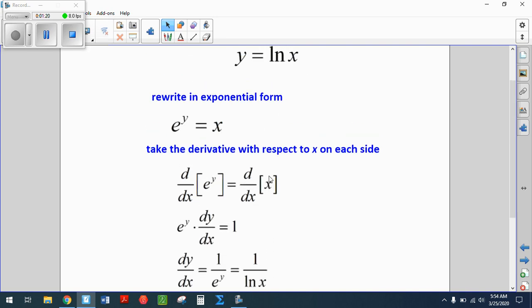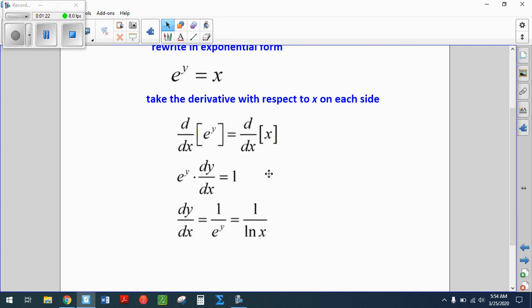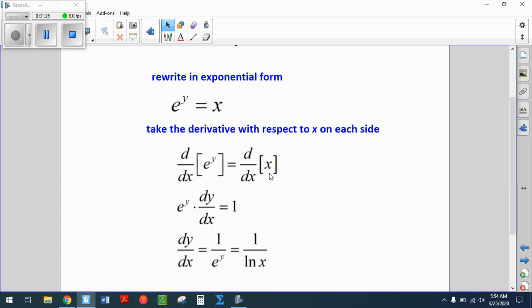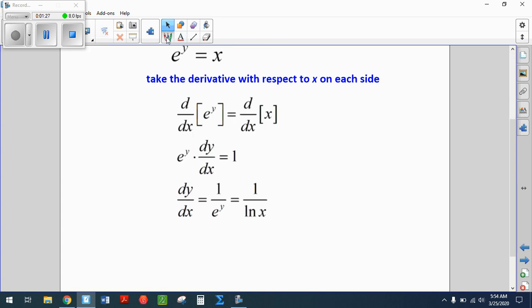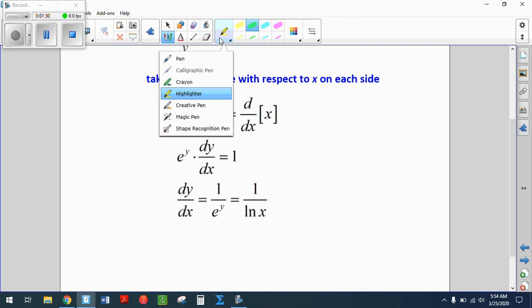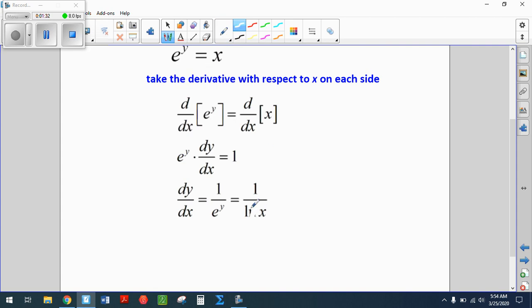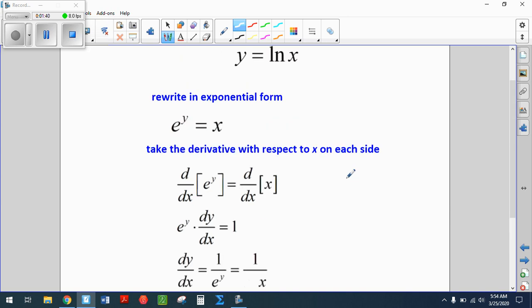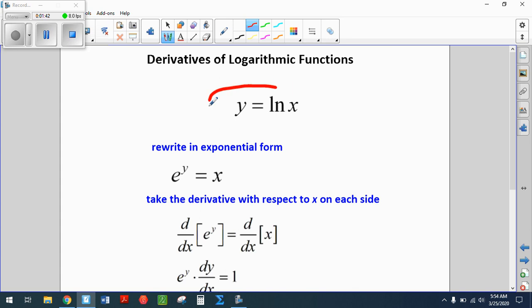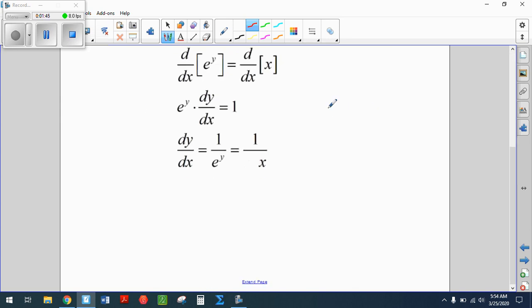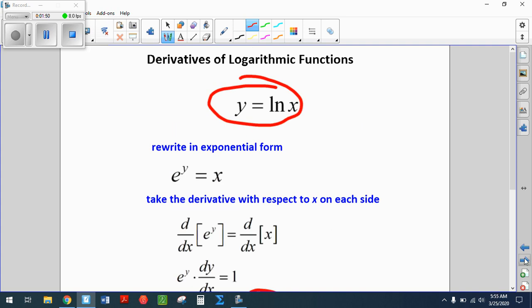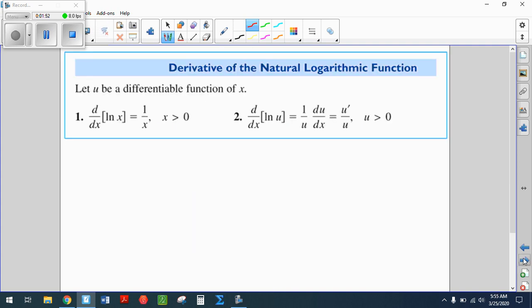So it looks like I made a mistake there, because it says 1 over e to the y, and e to the y is x, not natural log x. So we'll use whiteout. There. So the derivative of natural log x is simply 1 over x. There's your rule. Get the chain rule version on number 2.